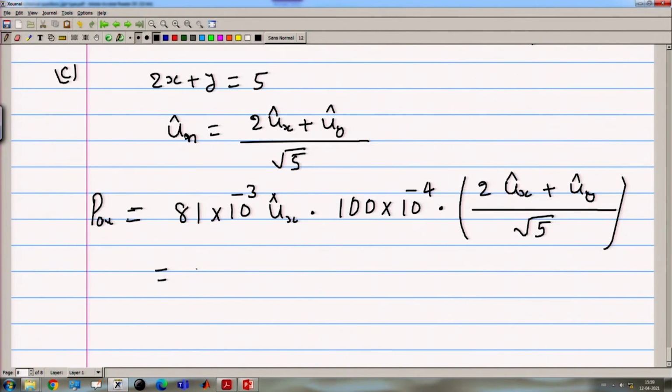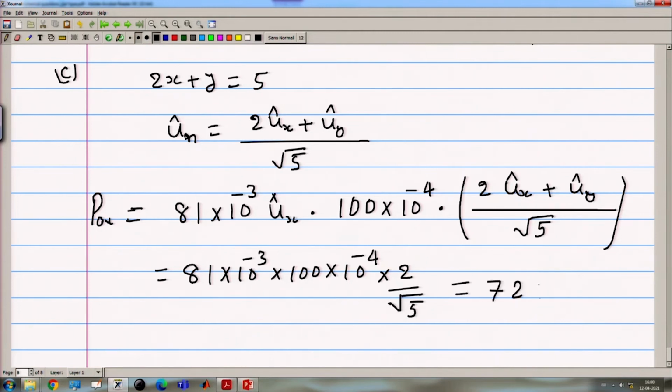81 into 10 to the power minus 3, into 100 into 10 to the power minus 4, into 2 by the square root of 5. So, this will come to 724.5 microwatt. So, this is the answer for the last part.